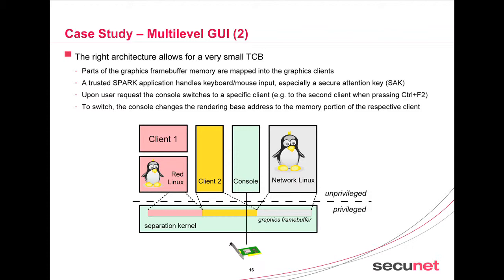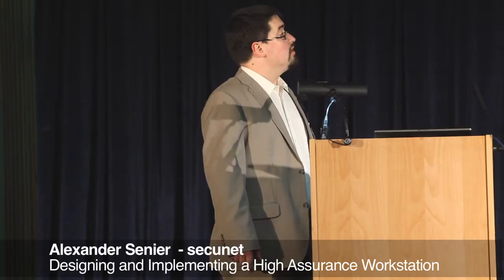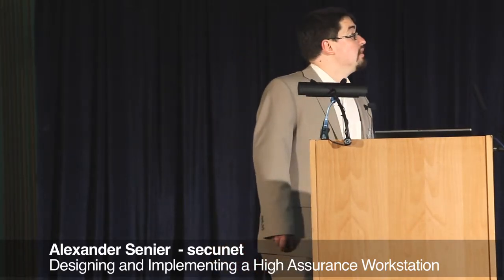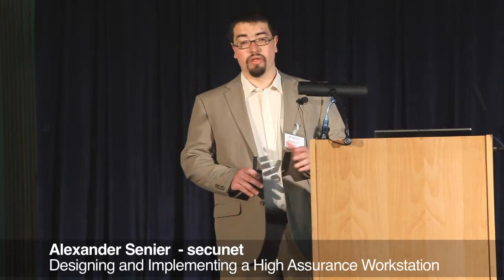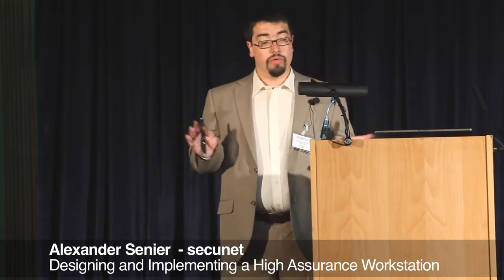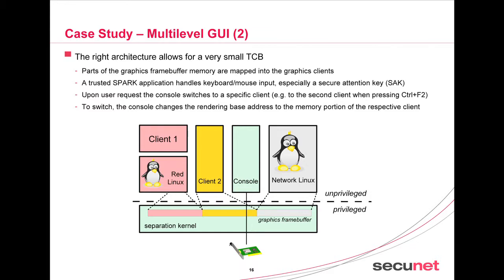The yellow frame buffer by some red application. And this console application is implemented in Spark and also handles keyboard input. The user has what we call a secure attention key that he presses, and then he can change between different consoles. And this switching between different frame buffer regions is done by this trustworthy console. Upon user request, after switching, all keyboard events are sent to the client that is then in foreground.